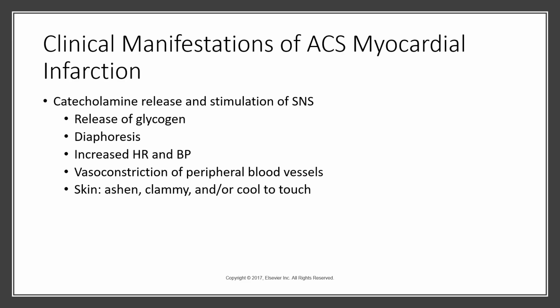Like which ones? Can you remember? Norepinephrine, epinephrine, right? That are normally found in a lot of these cells. And this is going to release glycogen, diaphoresis, increase heart rate, blood pressure, vasoconstriction. It's going to vasoconstrict the peripheral vessels. And the patient could start looking ashy, clammy, cold, cool to touch.